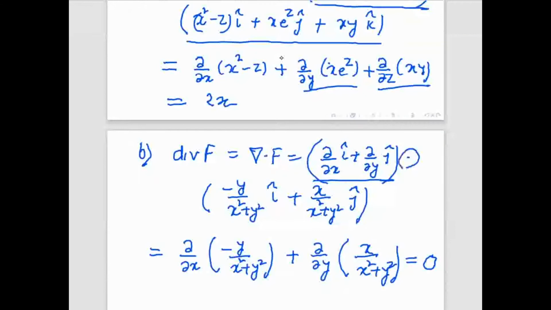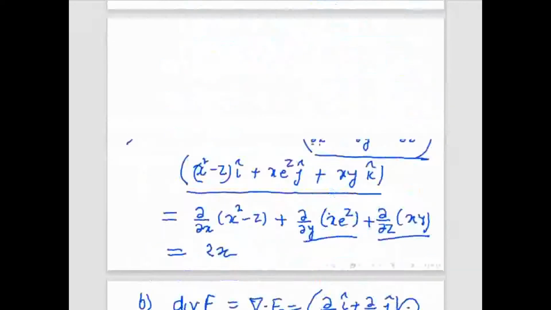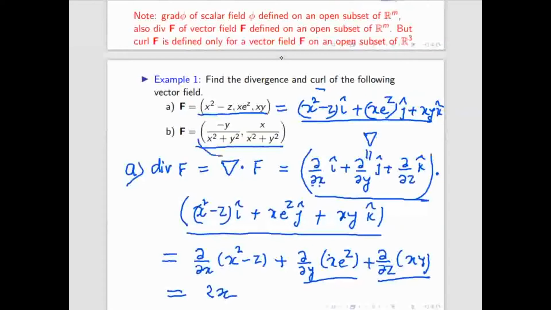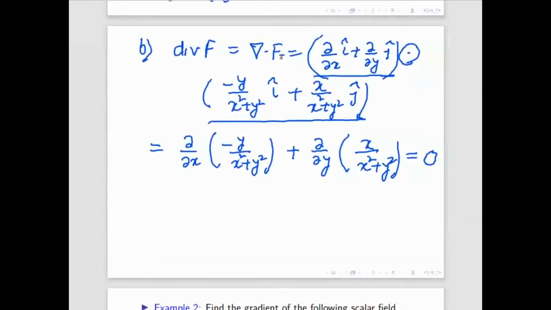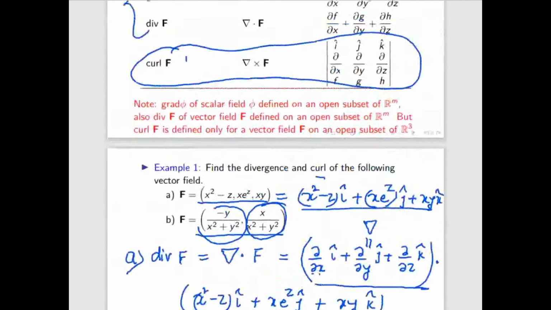So I wrote that del operator. Then dot product, and then this is the F. F is given: this is the first component, i cap, and this is the second component, j cap. Then take the dot product of this. Now do the partial differentiation of this with respect to x and this with respect to y. Then do the sum, you will get 0. Is it okay? So can you say why you are saying this divergence? Yeah, that is the definition of the divergence.